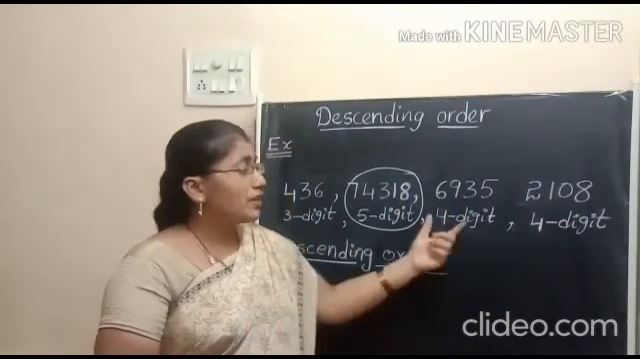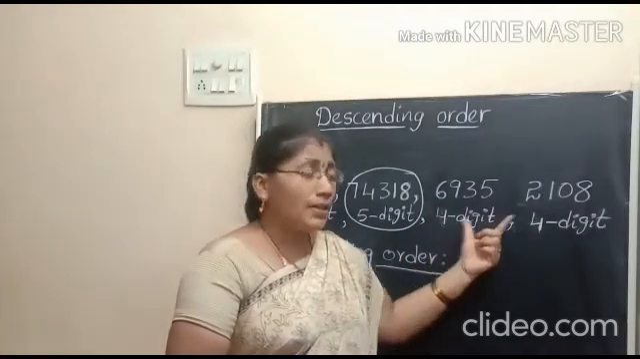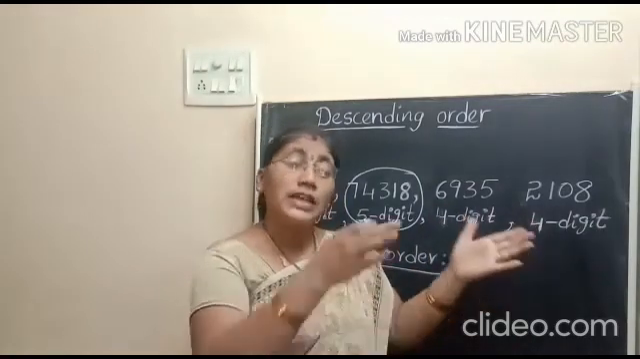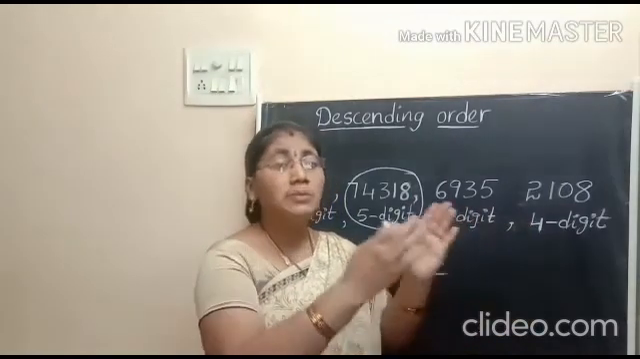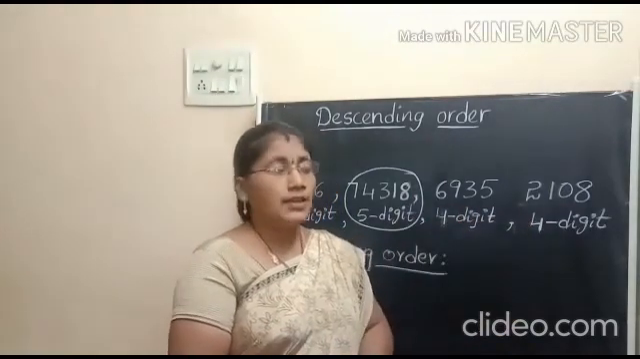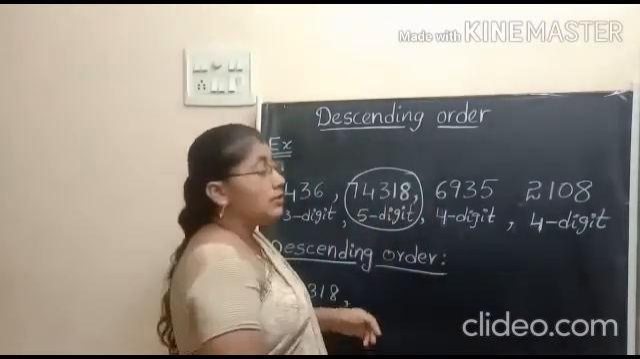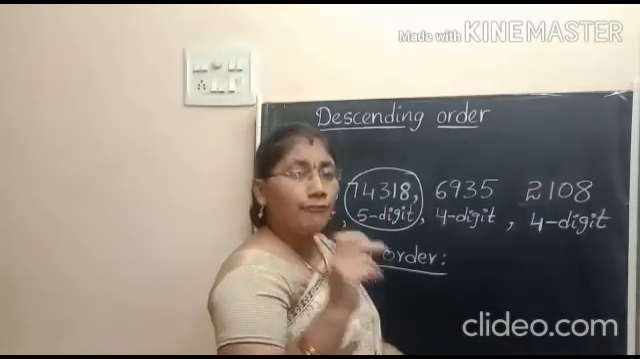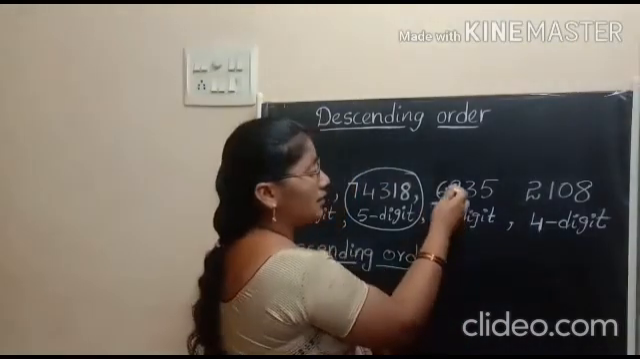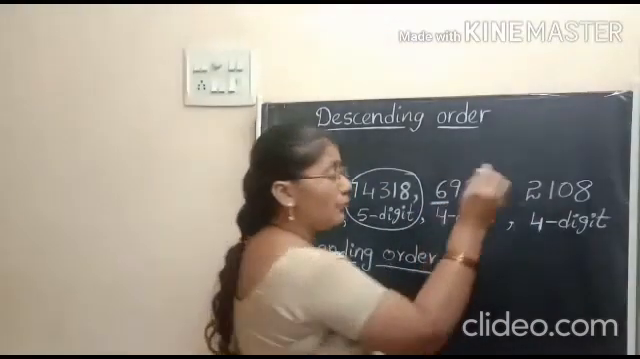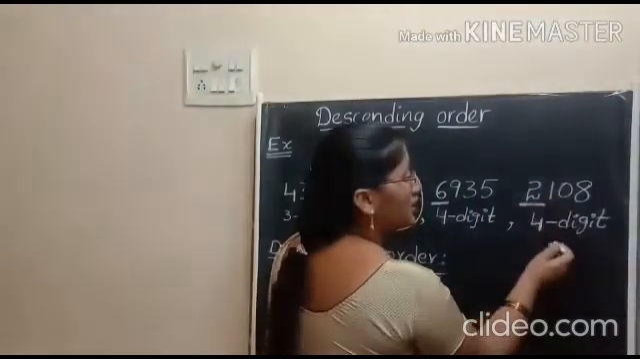Let us see. Now we are comparing 2 numbers with the same number of digits. Here we should follow digit by digit comparison. Let us compare digit by digit. First we should start from the leftmost digit. The leftmost digit is 6 in this number. The leftmost digit is 2 in this number.